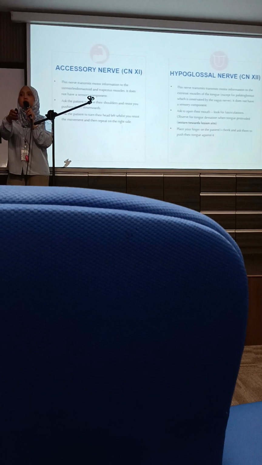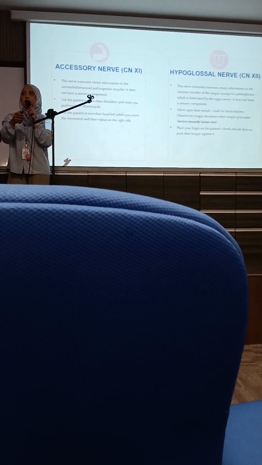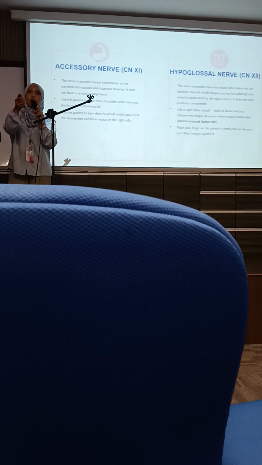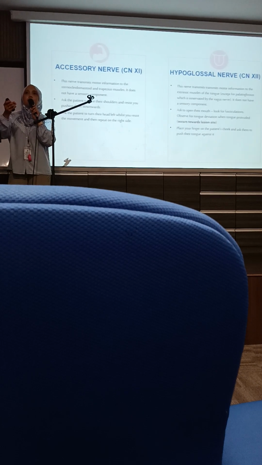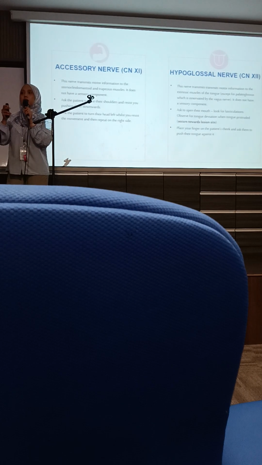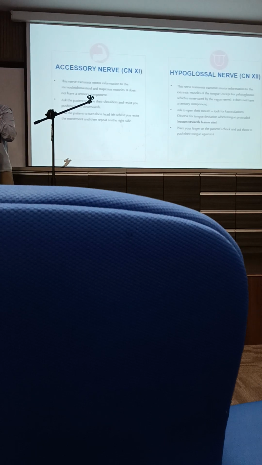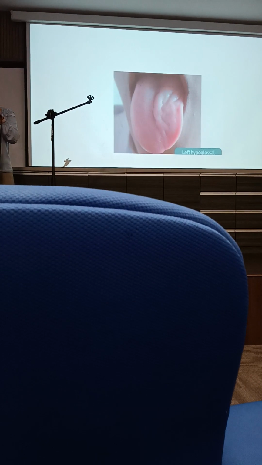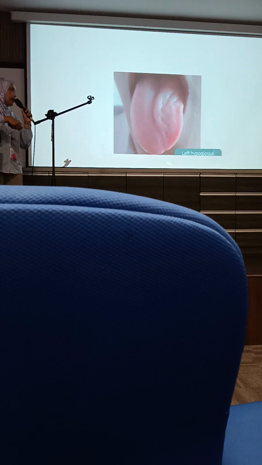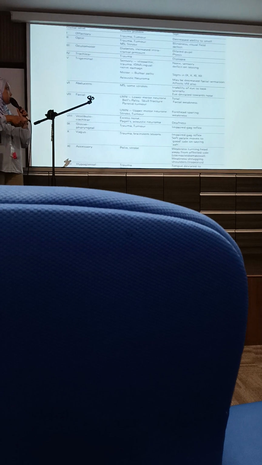For the hypoglossal nerve, the tongue will deviate towards the lesion side. Let's say when you ask the patient to open the mouth and stick the tongue out, and the tongue deviates to the left side, meaning there is a possibility of left hypoglossal nerve palsy, towards the lesion. Protruded tongue deviates towards the left, meaning left hypoglossal.